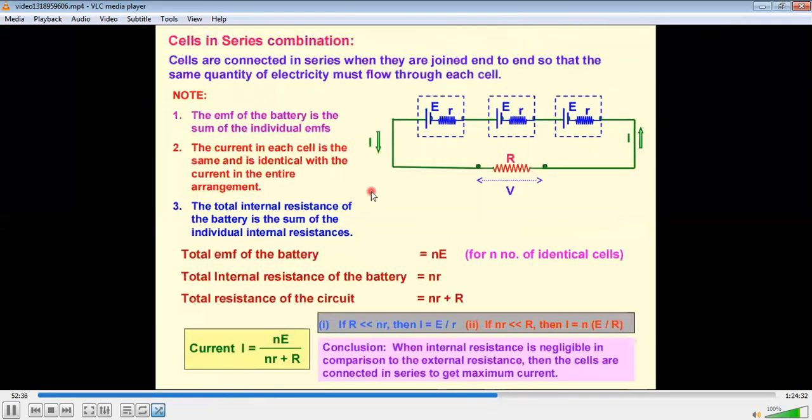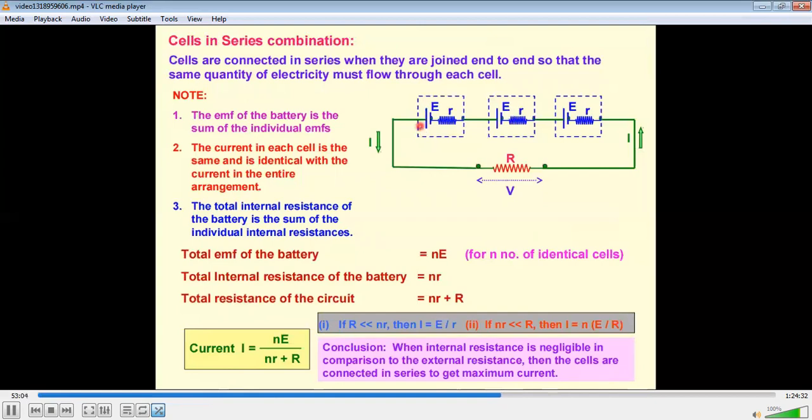Now, cells in series combination look like the resistances. Cells are connected in series when they are joined end to end so that the same quantity of electricity must flow through each cell. That means if we add 3 cells, C1, C2, C3, then this will be in a series way because the electric current is the same.